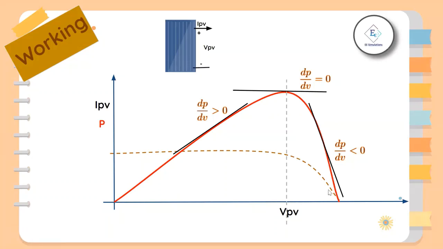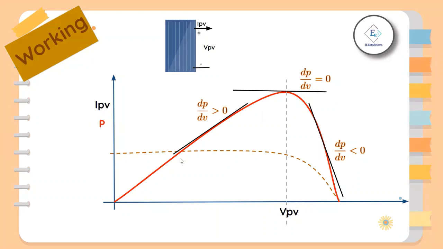If we plot the curve between the terminal voltage of the PV panel versus the output power of the PV panel, you will find this characteristic. You can see that power is increasing from 0 to maximum and from maximum to 0. So in between there is one point where we will get the maximum power extracted from the PV panel.